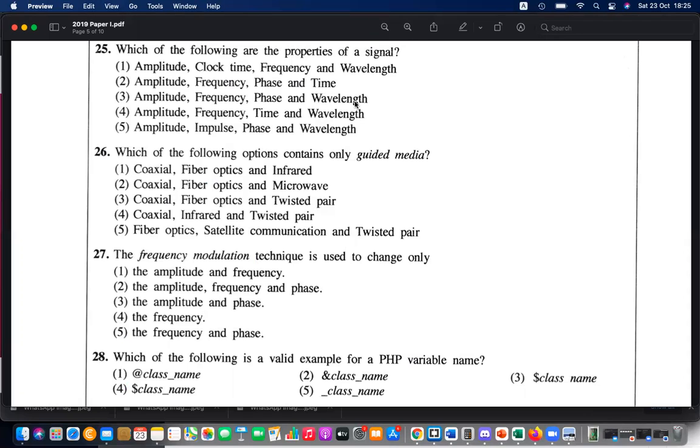Okay, question number 26. Which of the following options contains only guided media? Guided means wired. So what is the answer for this? The third one: coaxial, fiber optics, and twisted pair.